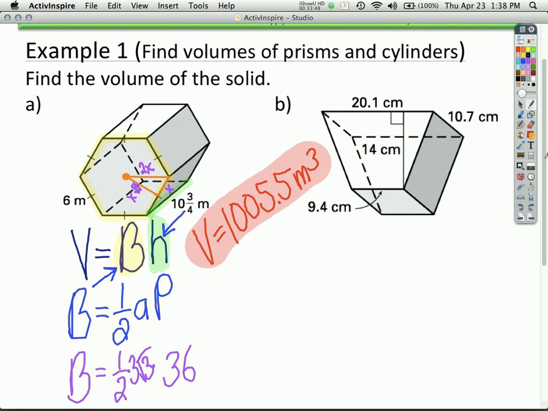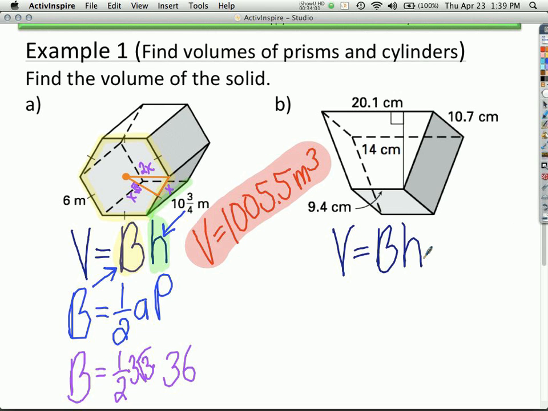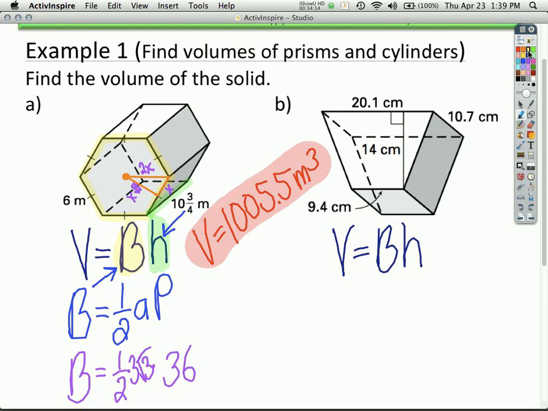No questions? So let's look at part B. And here's why this approach is so efficient and so effective: I don't have to remember anything. I just have to remember volume equals big B times H. I don't have to worry about what shape I'm looking at, or remember some new formula. I just have to identify what big B is. So what is big B in this case?